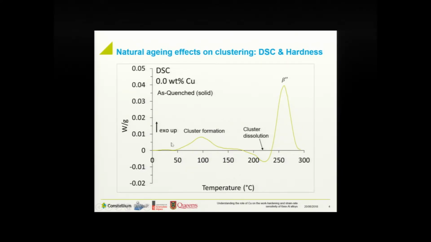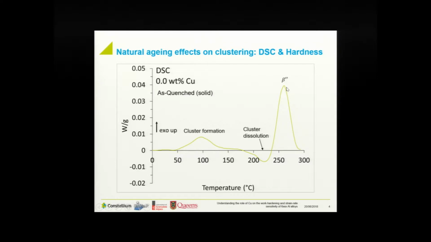You can effectively determine any of the precipitation or clustering peaks as something that comes up above the x-axis here, and any endothermic reaction is going to be below. So as you can see here, when there's no copper added to the system and we perform the scan in the as-quenched condition, we have clusters that form starting at about 50 degrees Celsius, finishing at around 150, and then we have dissolution starting at around 170.